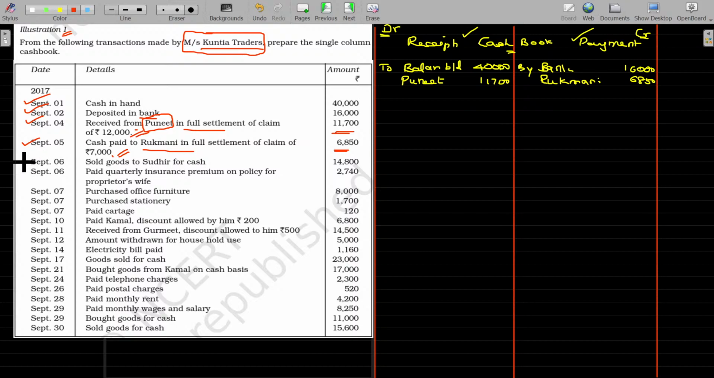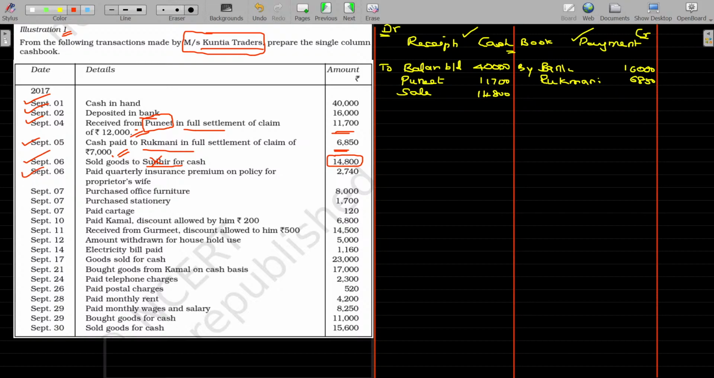On 6th September, sold goods to Sudhir for cash. Sold goods for cash, immediately we get this money, so it goes on the receipt side. We never mind about the name here. Once the cash transaction is there, the party's name is not required at all. So in the receipt side, I'll put the value 14,800, and in the description, you have to write sales. The party's name is not a matter.